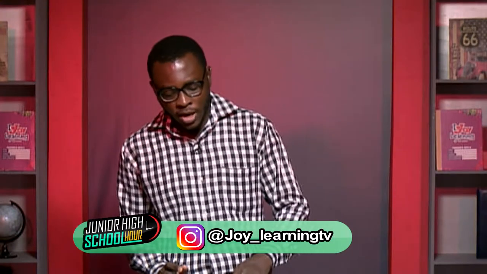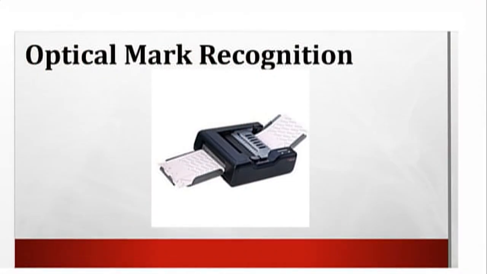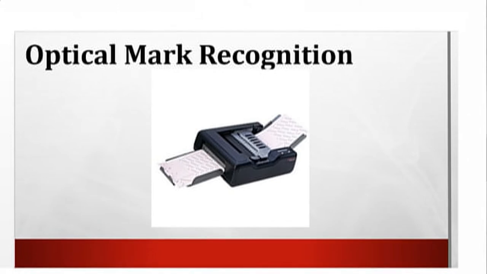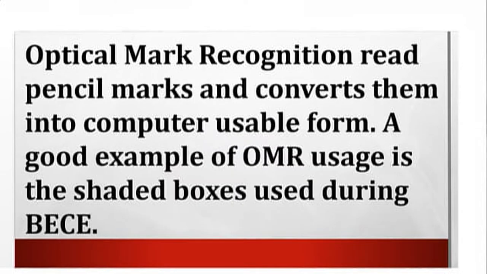We also have the optical MAC recognition, the OMR, as you are seeing on our screen. It reads all your pencil marks. As candidates are writing their BEC, you wish them the best of luck. They will have their shading papers, and it is these shading papers that will be passed through the optical MAC recognition. As we said in the definition, character recognition devices read marks and characters, so the OMR reads pencil marks and converts them into a computer usable form.